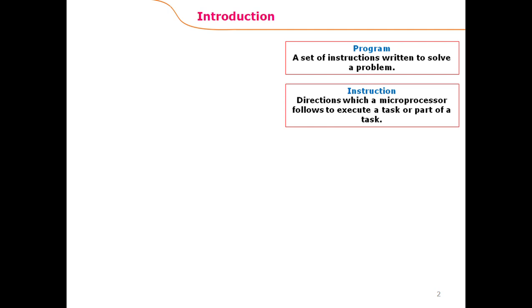To understand why we need instructions, we first need to understand a computer program. A computer program is a set of instructions written to solve a particular problem, and each computer program consists of instructions. Instructions are just directions which a microprocessor follows to execute a task or a part of a task.